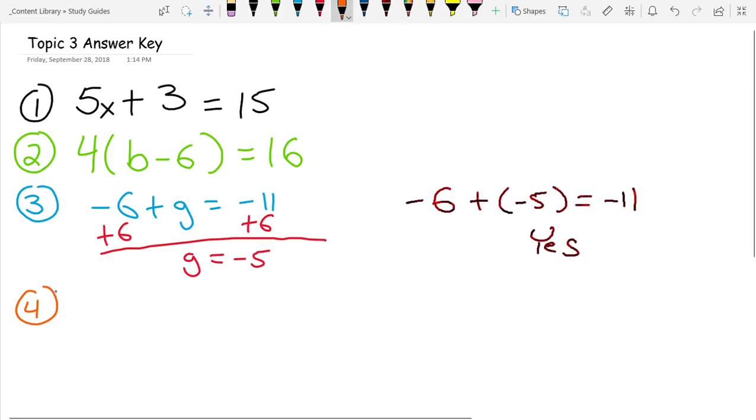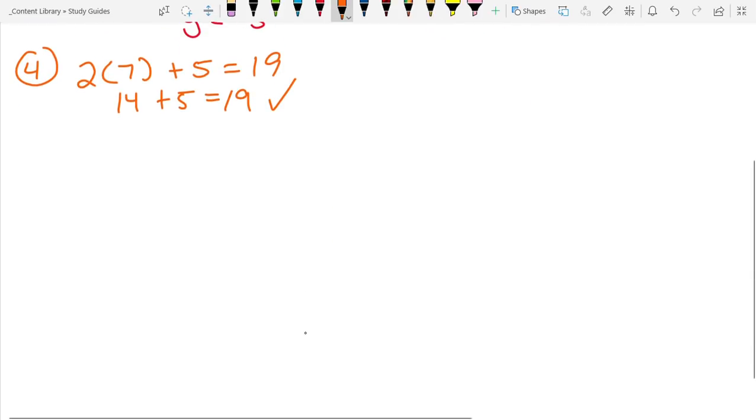Alright, on to number 4. For number 4, it says select all the equations that have the right solution. So you could solve each equation out to see if it works. However, there's a quicker way. If they're asking you if the x value is a solution, that means it has to work in the problem. So when it says 2x plus 5 equals 19 and x should be a 7, you plug in your 7 and see if it works. So that gives you 14 plus 5 equals 19. Check, that works. So the first one is an option of working.